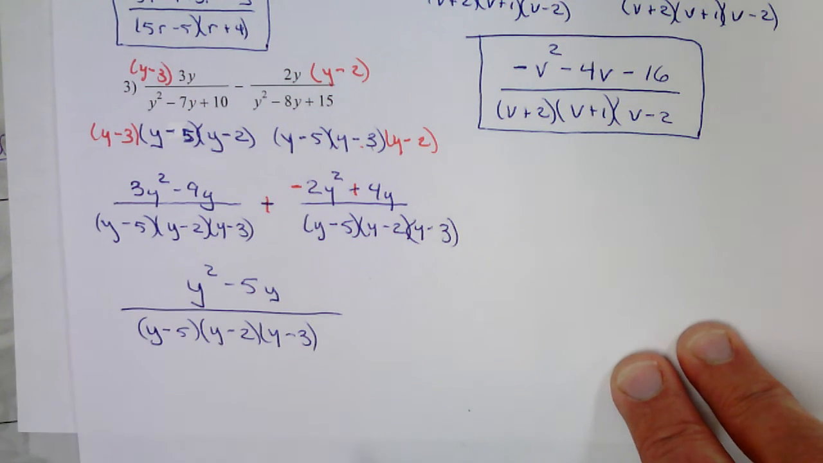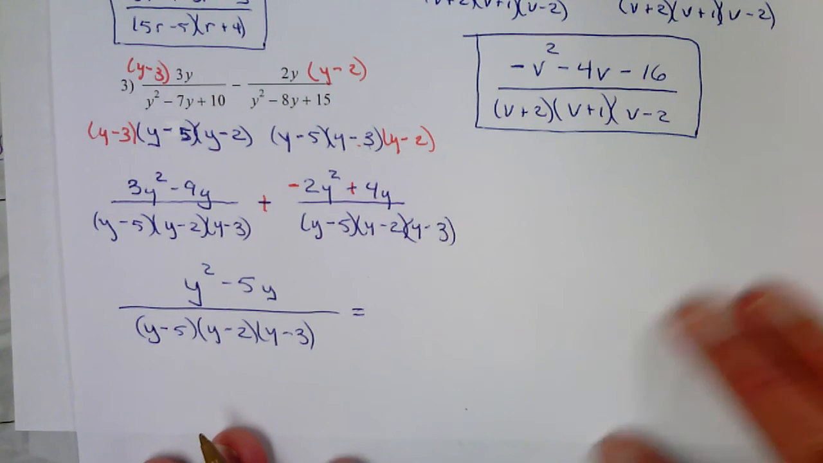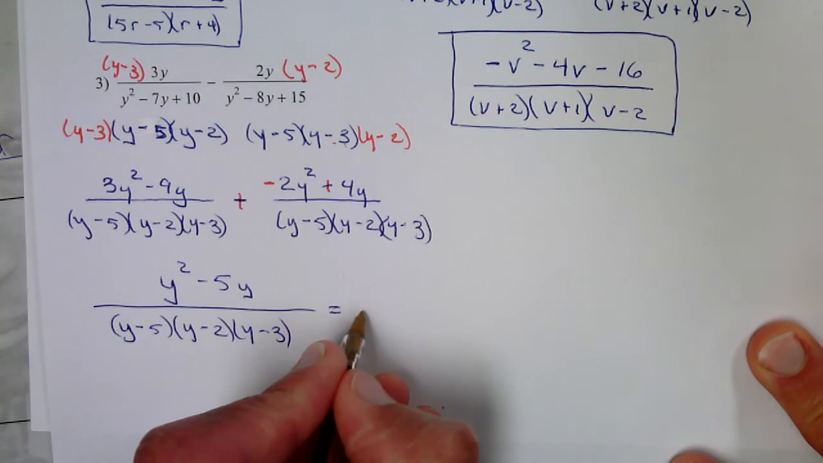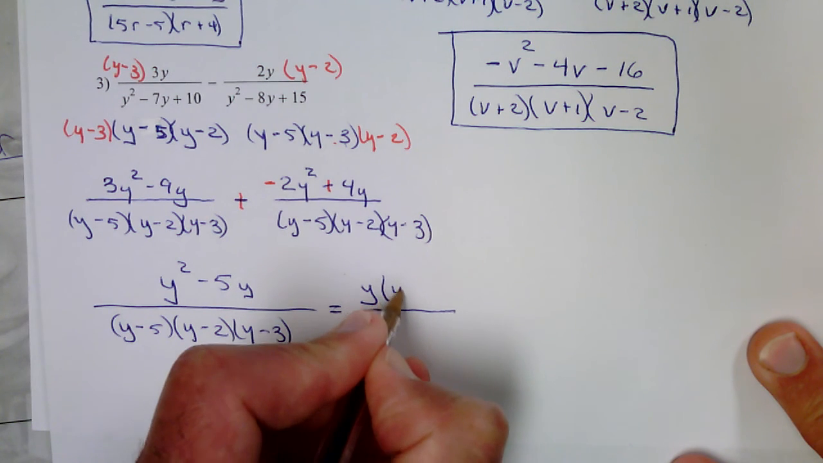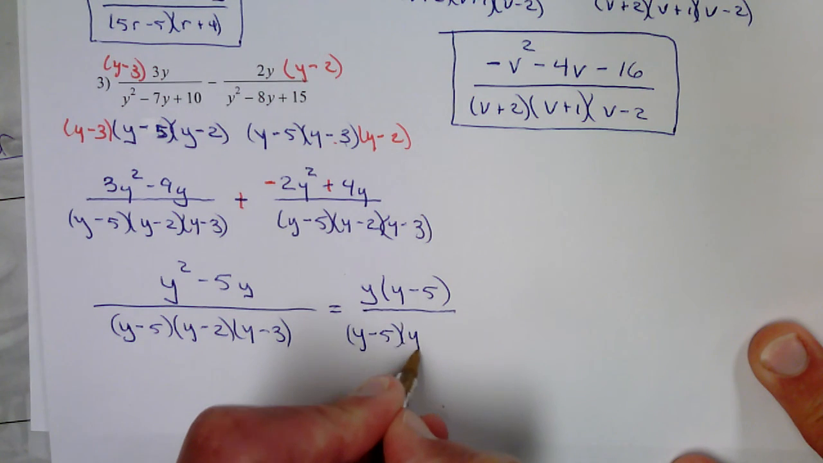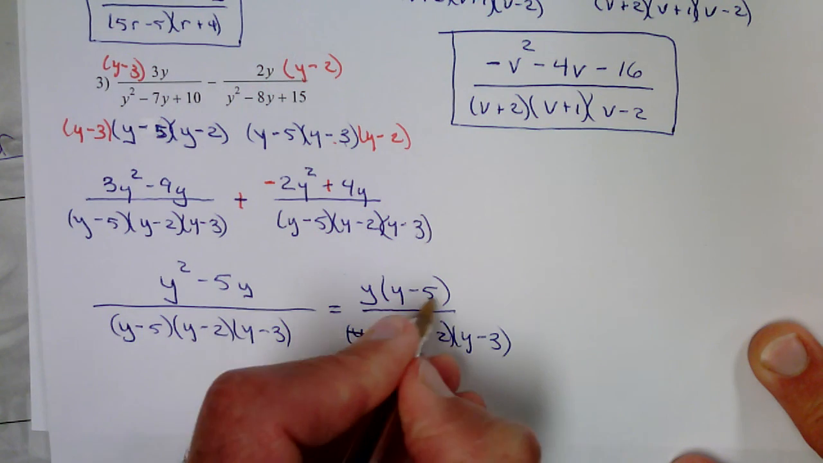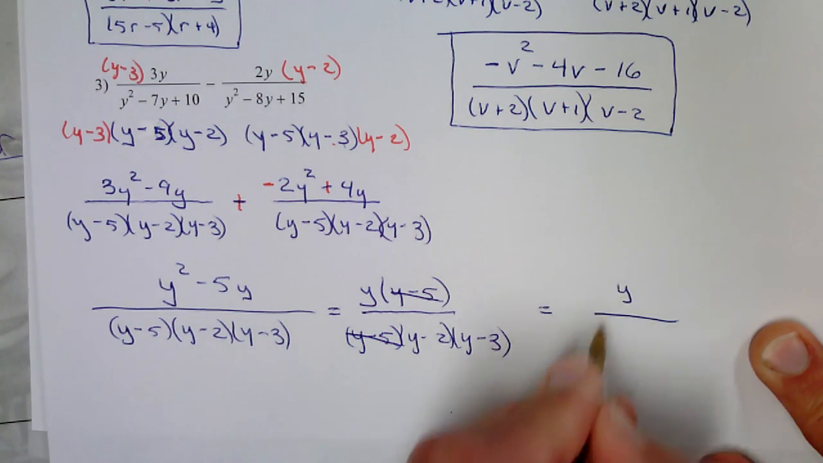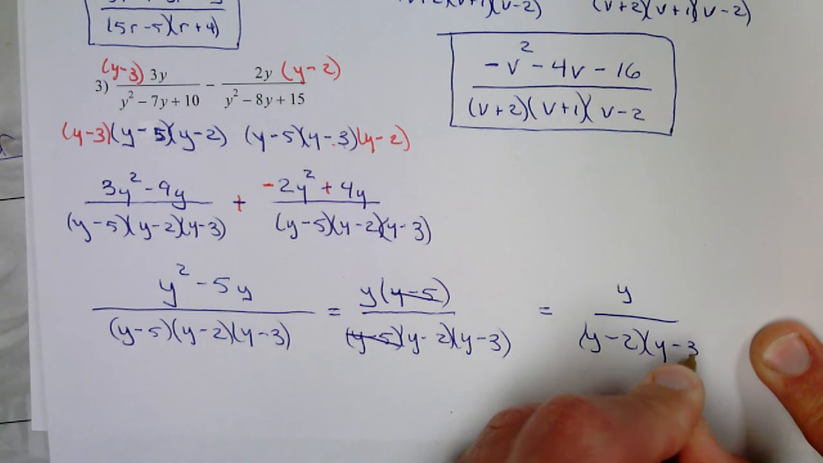And here's the point that I wanted to make sure we did this problem out here. Because this is where you always want to check is to see, can you simplify your fraction, just like in regular fractions. So if we factor, we can factor out a y. We have a y minus 5, y minus 5, y minus 2, y minus 3, and you'll notice we have a y minus 5 here and a y minus 5 there, leaving you with a final answer of y over y minus 2 and y minus 3.